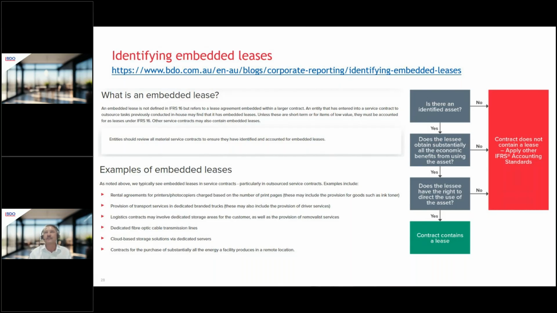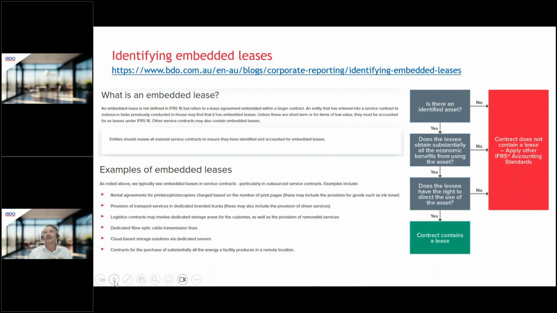Great examples listed here, things like rental agreements for printers and photocopiers. I love that one. That's where you have, and we have this too at BDO, printers on the floor. You may not think you're paying for a lease because you're paying per copy for paper or every time you push the print button, but actually, let's face it, there's a photocopier there, it's identified, you're getting substantially the economic benefits from it, and you have the right to direct that asset by printing on it by your employee. So there's your embedded lease.